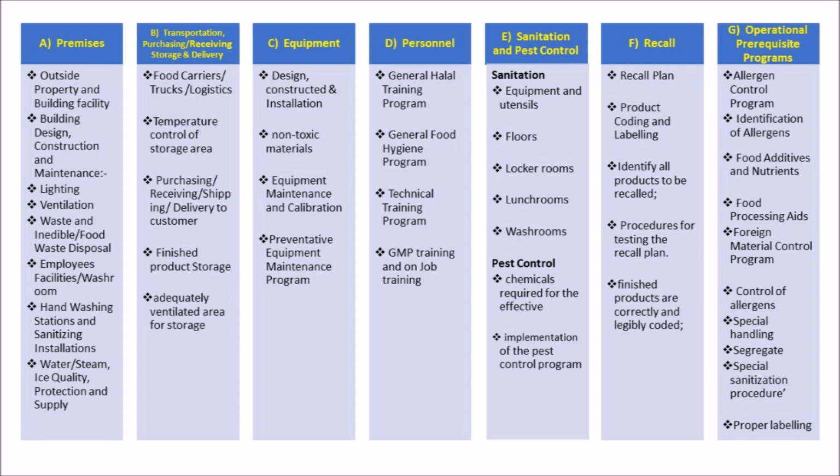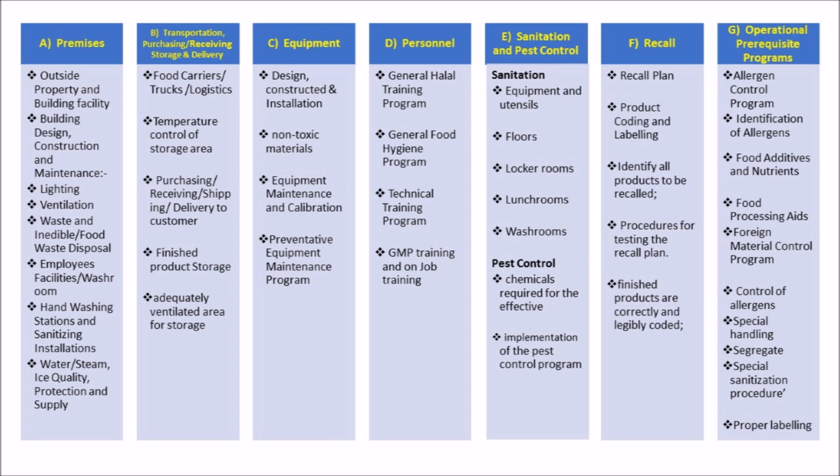And when you talk about prerequisite program on transportation, number 2, transportation, it includes purchasing, receiving, storage and delivery. Even though we talk about transportation, it's related to purchasing, receiving, storage and delivery. So the food trucks, the carriers, talking about logistics, the temperature control of storage area, either perishable, non-perishable, dry store, chill or freeze, frozen items, purchasing, receiving, shipping, delivery to customers. You have to comply with the guidelines or the requirements under the food safety program and also halal. Finished product storage, adequately ventilated area for storage.